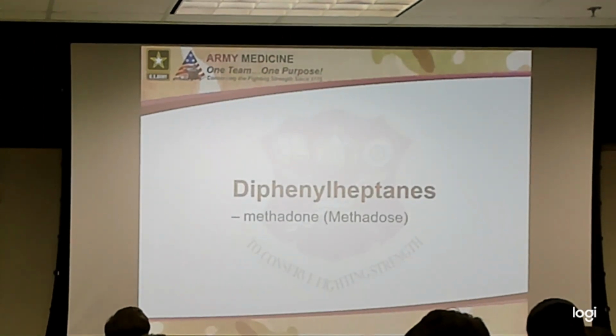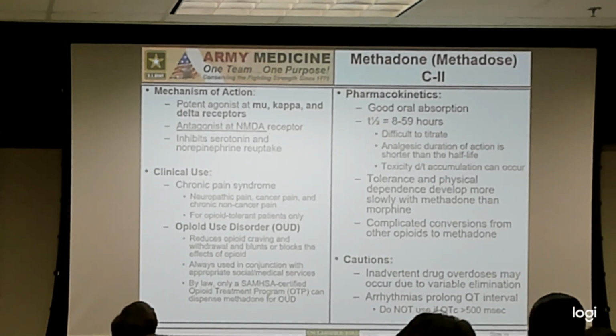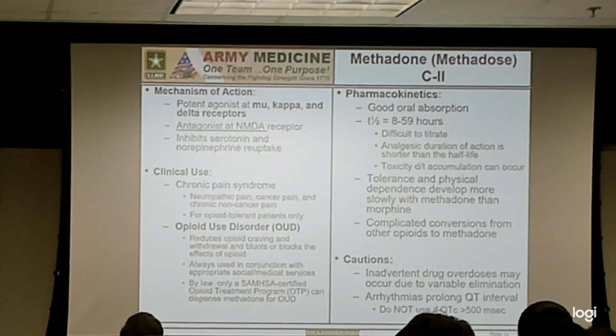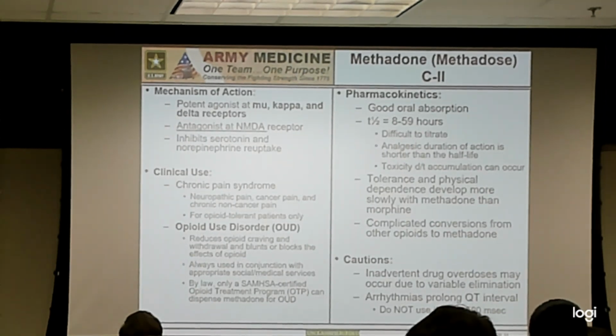Your diphenylheptanes. So the one thing that we have here is our methadone. They were real clever, right, with their brand name, Methadose. Like, oh, y'all thought about that? Not really. So your C2, you see that it's hitting all of your receptors, mu, kappa, and delta. It's also an antagonist at the NMDA receptor. So essentially, this is why you see some people try to use this for neuropathic pain over other opioids. But again, this is not one that we would go to initially.